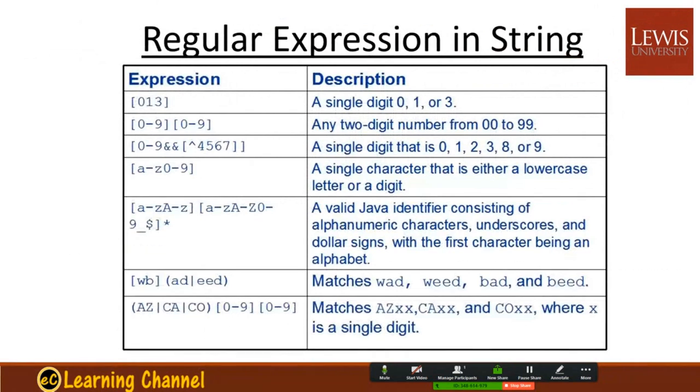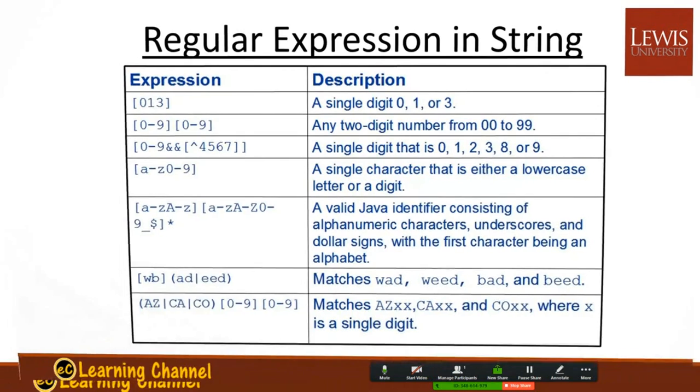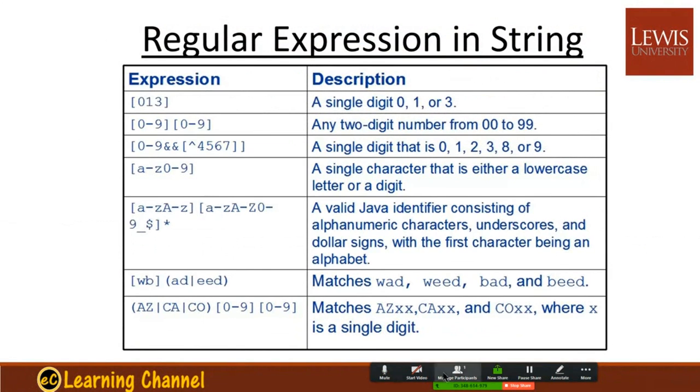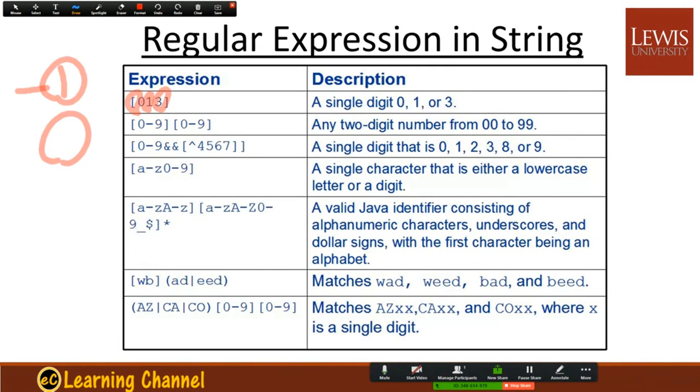And regular expressions in strings. So here are the associated regular expressions for strings. Right here, it is a set. This 013 is a set. So basically, you have either a 0, 1, or 3. So it actually is 1, 0, or 3 characters. Or you can use a range.